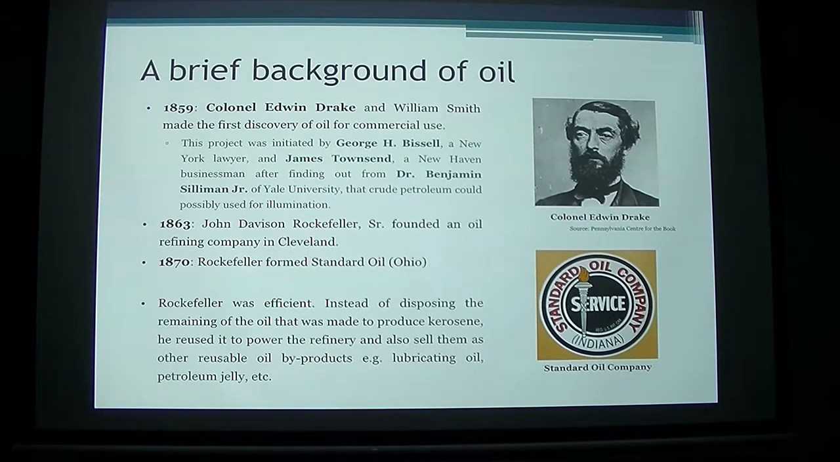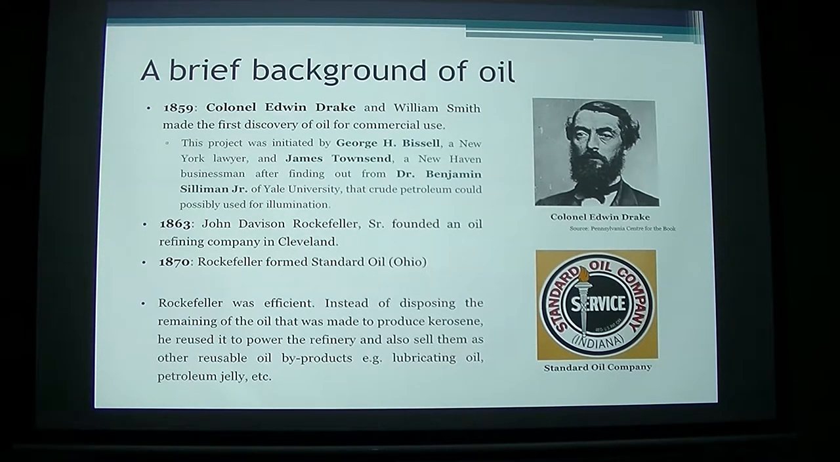That was contributing to the extinction of whales. So in this case, Dr. Benjamin Silliman Jr. said that oil from underground could be used as well for illumination.